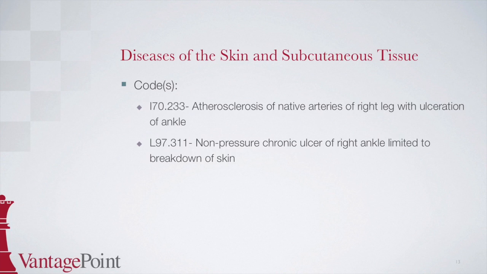At the beginning of category L97 is a note which states code first any associated underlying condition such as atherosclerosis of the lower extremities. So again, the book is guiding us in the code sequence.